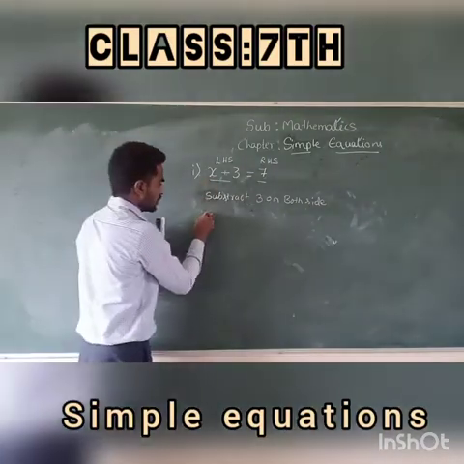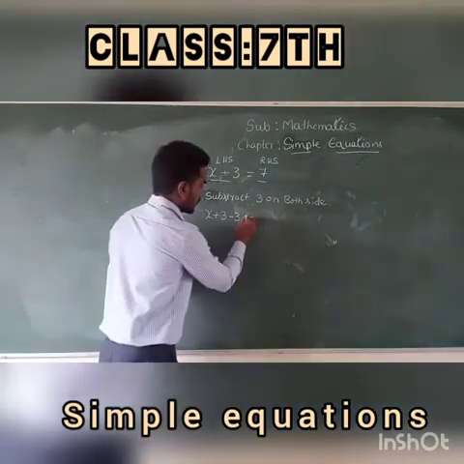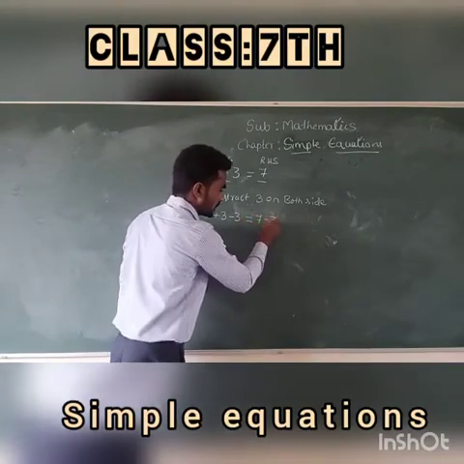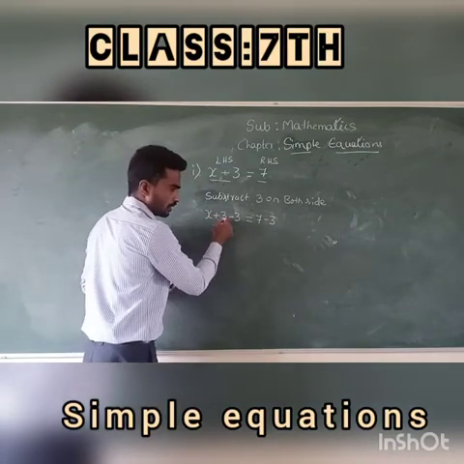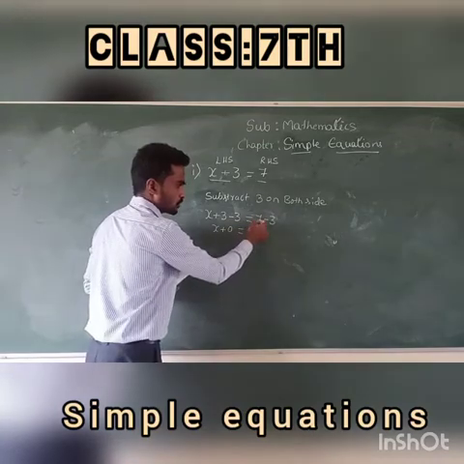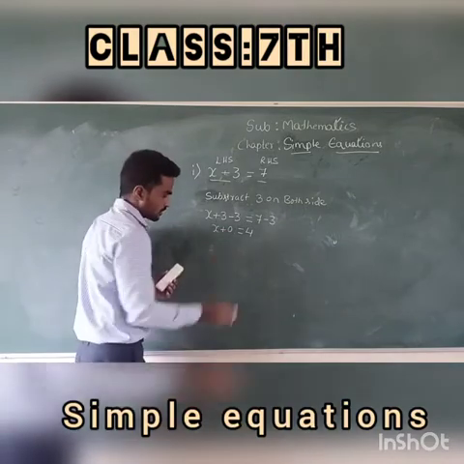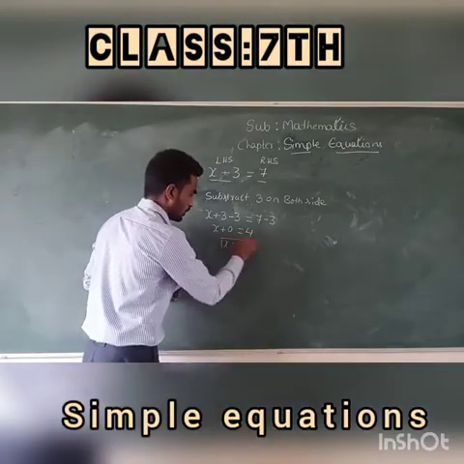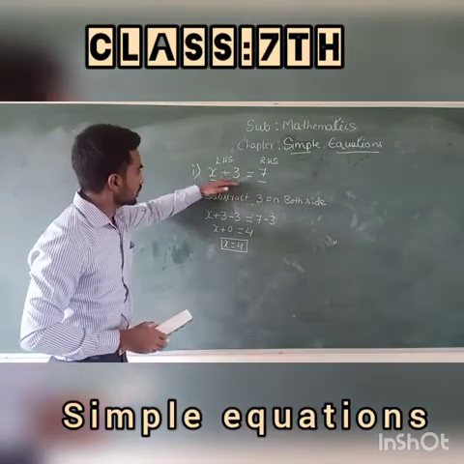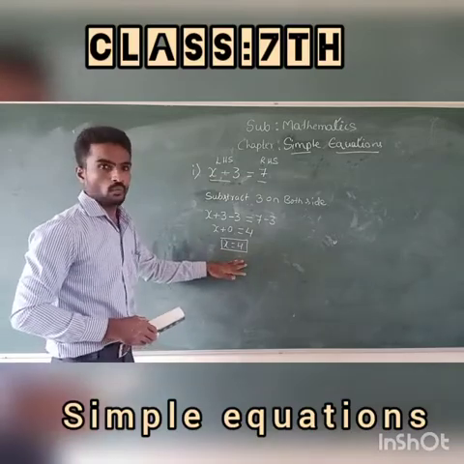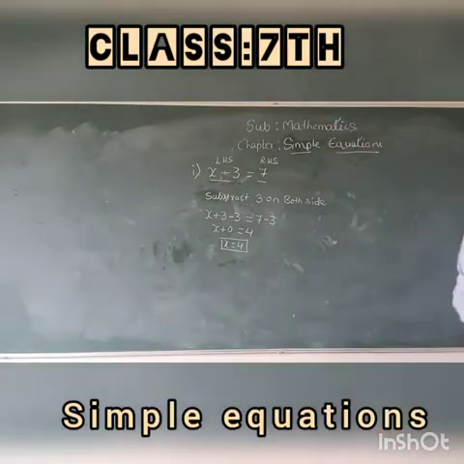Then the equation becomes x plus 3 minus 3 is equal to 7 minus 3. Plus 3 minus 3 gives 0, and that is equal to 7 minus 3, which is 4. Then x plus 0 is equal to x, so x is equal to 4. If we solve this equation, we get the value x is equal to 4. Write this down.